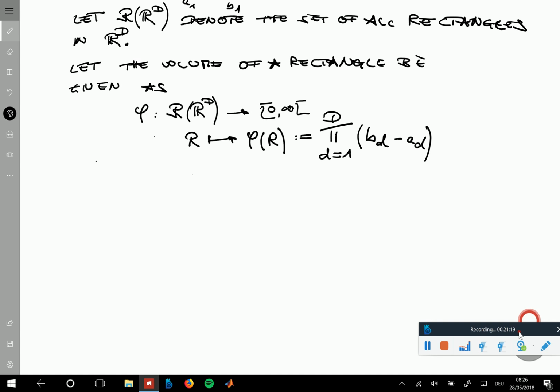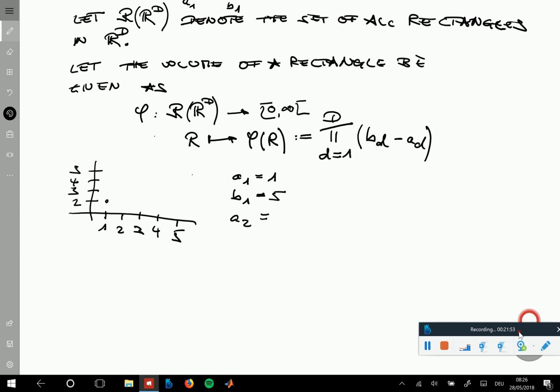So let's look at an example. If we have this axis here, 1, 2, 3, 4, 5, and here 2, 3, 4, 5, and let's say we have a1 equals 1 and b1 equals 5, a2 equals 2 and b2 equals 4. Like this, right? What's then the volume of this rectangle, according to this formula and according to your intuition?